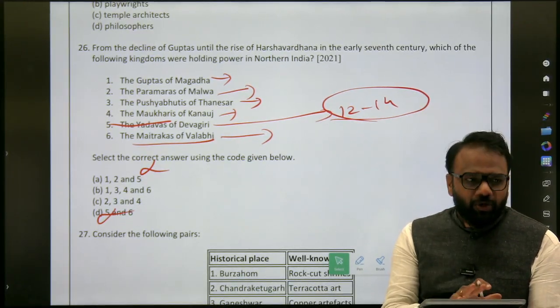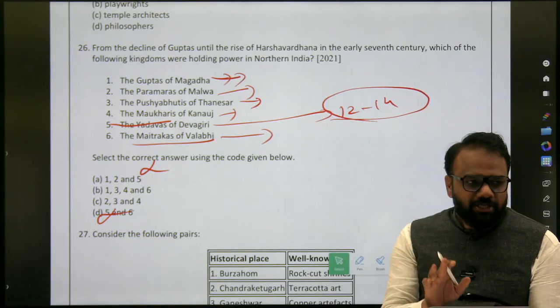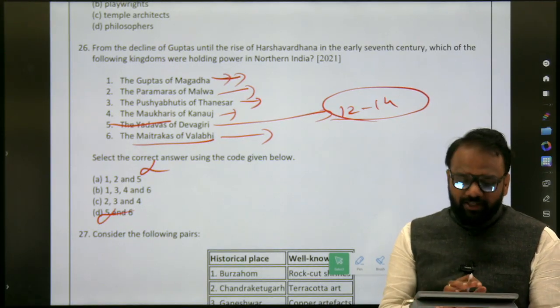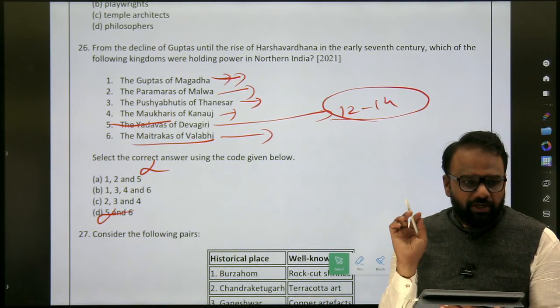Now what will you do? The question has already appeared. If the information is missing, you will add the extra information. What is that? Guptas of Magadha, range of centuries.